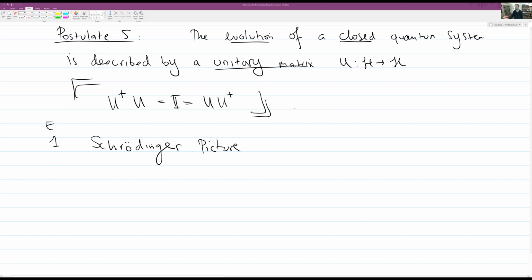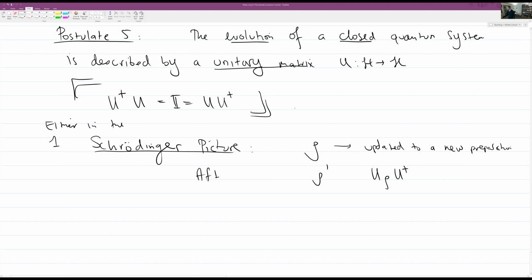We could do it either in the so-called Schrödinger picture, where your preparation gets updated to a new preparation. And what's the new preparation after the system has evolved? Well, the new preparation is U rho U dagger. So after the evolution takes place, you can describe the system as being really equivalent to the system whereby we've just prepared it in a different quantum state, a different density matrix. What density matrix? Well, the one where you've taken the old one and you've multiplied it by U rho U dagger.